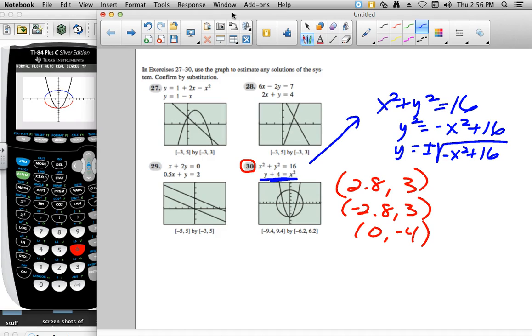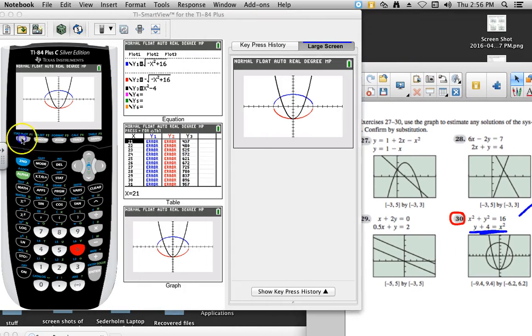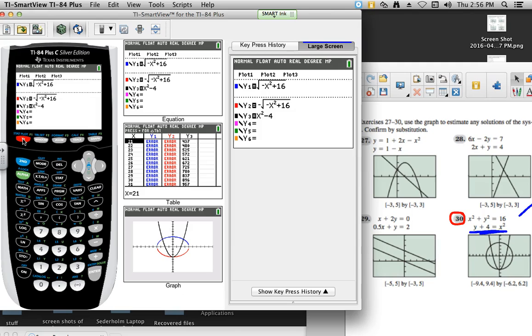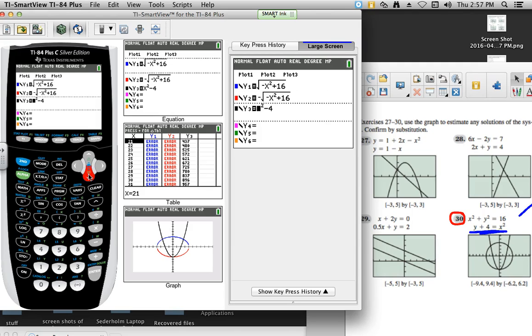And then on the bottom here, that one we would just punch in as y equals x squared minus 4, subtracting 4 from both sides. So that is, in fact, what I did. And again, you'll notice that the first equation up there is the positive square root of negative x squared plus 16. The second one, negative square root of negative x squared plus 16. And then finally, our little x squared minus 4.